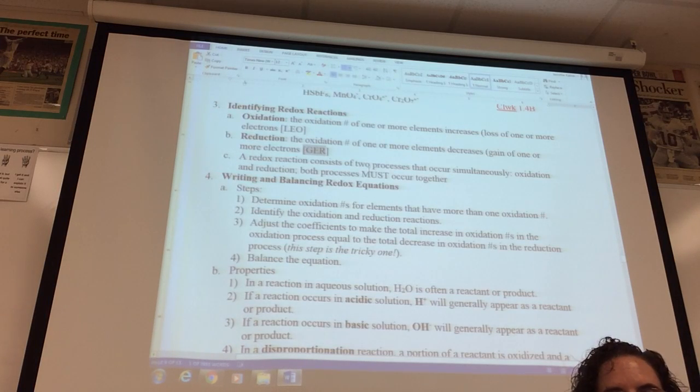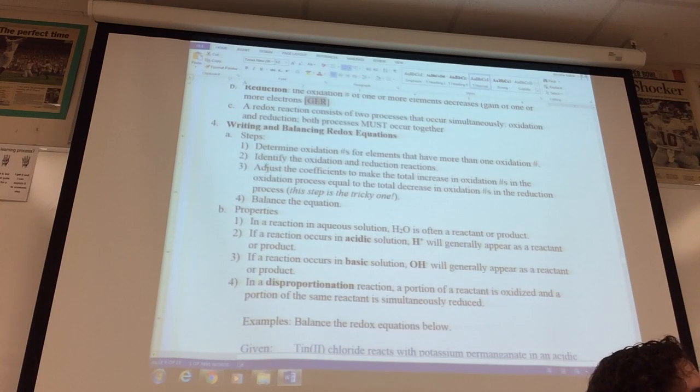Loss of electrons is oxidation, gain of electrons is reduction. For every oxidation, there must be reduction. So they are complementary. They go together like macaroni and cheese, not peanut butter and jelly. The steps to balance are listed here. I'll read through these, but they're not going to click till you do it.